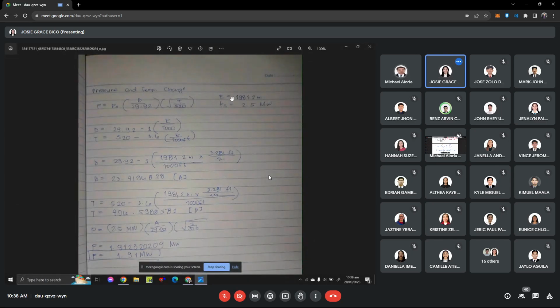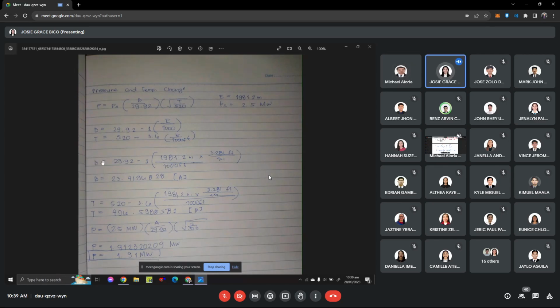Ang bigay po na elevation ay 1,981.2 meters, and then yung power at sea level ay 2.5 megawatts. Huwag mong paglahukin. Kaya nga B ang pressure ngayon para hindi magkalito-lito: P power, B pressure, barometric pressure. Okay, go.